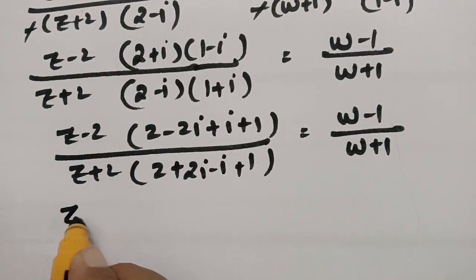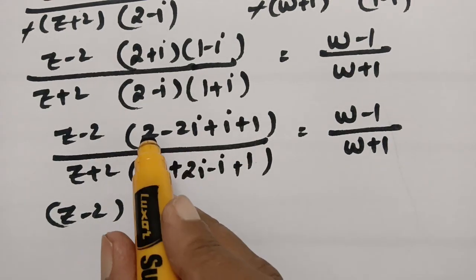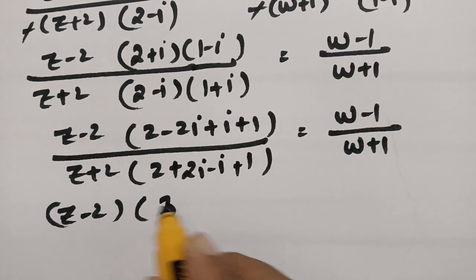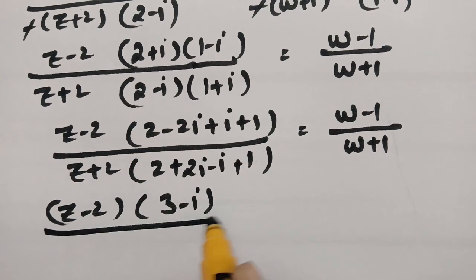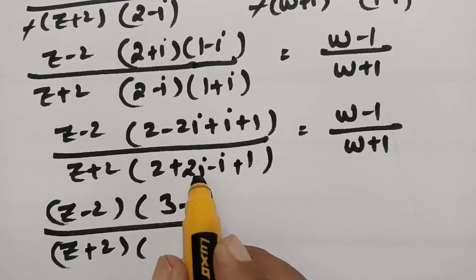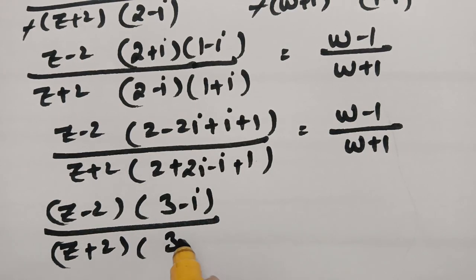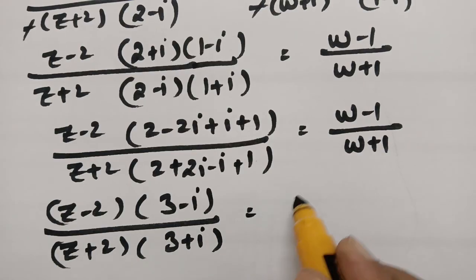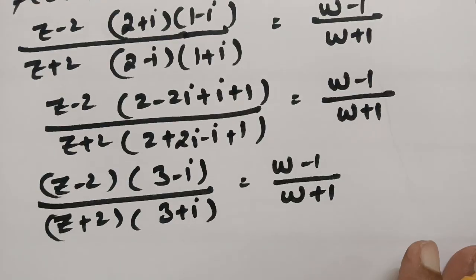So if you observe this one, this is z - 2 into, this is going to become 2 plus 1. The value here is 3. Minus 2i plus i is minus i. By, this value is z + 2 into, this is 2i minus i is i, and 2 plus 1 is 3 + i. Clear? So this is w - 1, and this is w + 1.